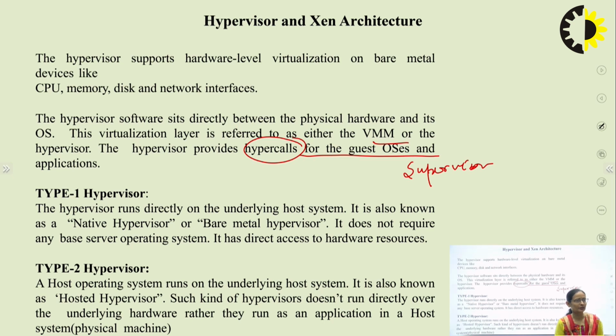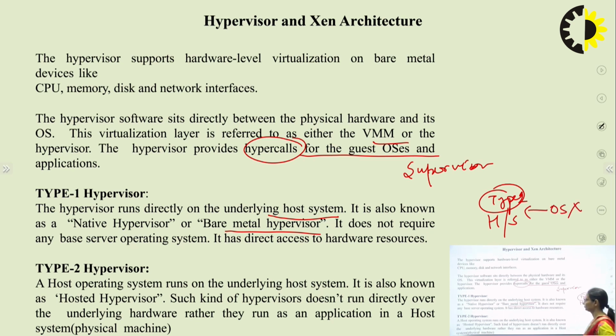Type 1 hypervisor: the hypervisor runs directly on the underlying host system. It is also known as the native hypervisor or bare metal. That is, we have hardware and on top of this we have type 1. It does not require any base; there is no OS in this case, that is, no host OS. This hypervisor directly communicates with your hardware resources.